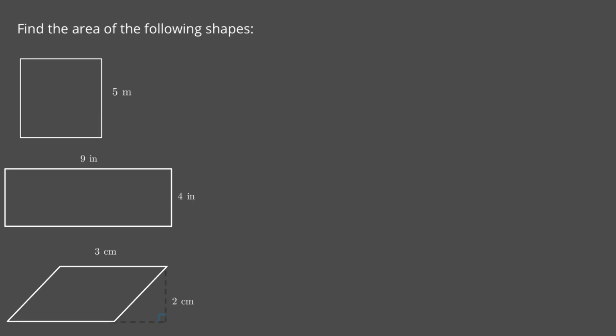Now you try some examples. Go ahead and pause this video and try finding the area of the 3 shapes on the screen. You have a square, a rectangle, and a parallelogram.